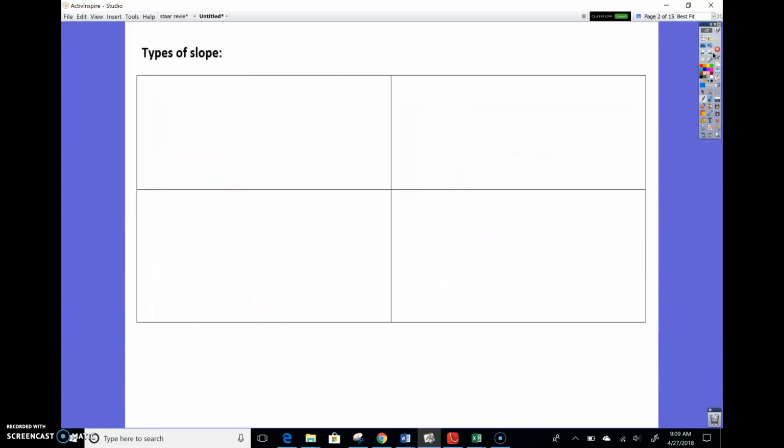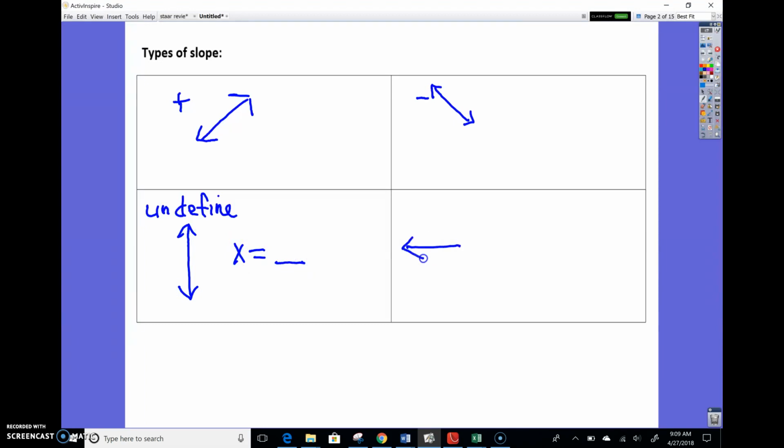Now, there are 3 types of slope. You have positive slope, you have negative slope, you have undefined slope, and these are vertical lines. They usually say x equals a number. And then you have your zero slope, and these are y equals a number. All right, let's do some practice problems for you to see.